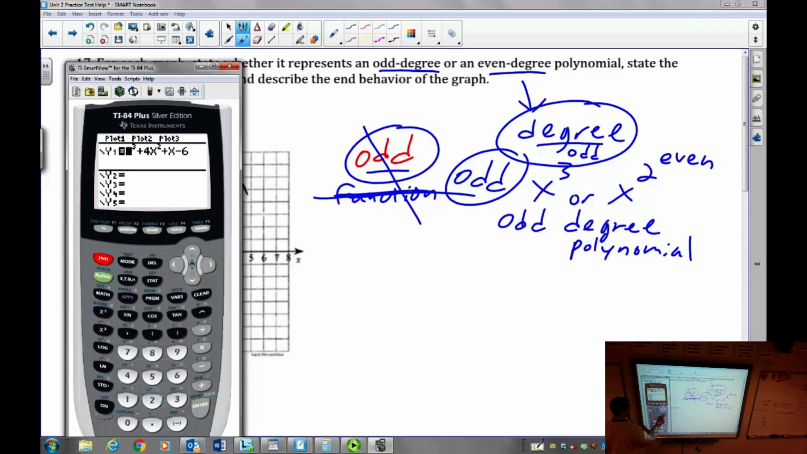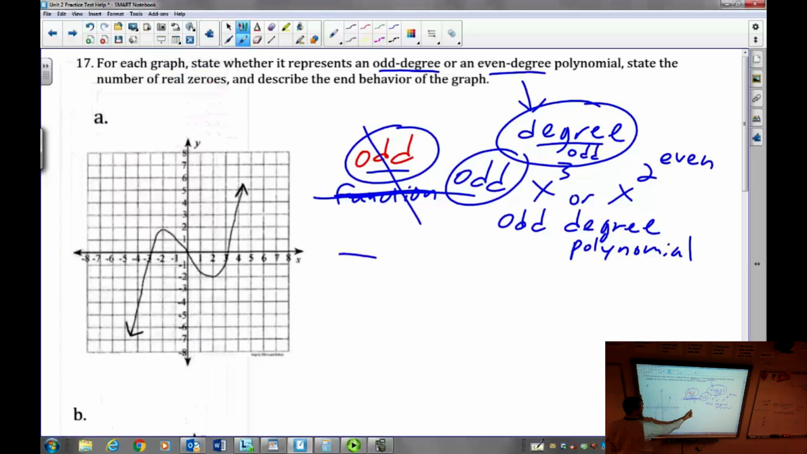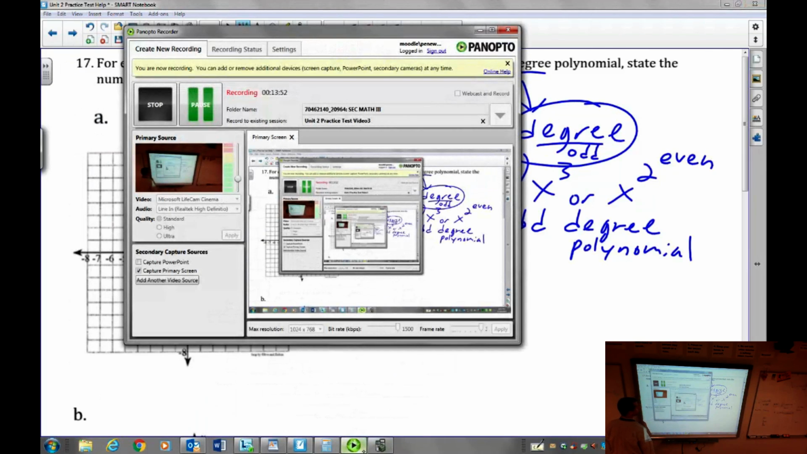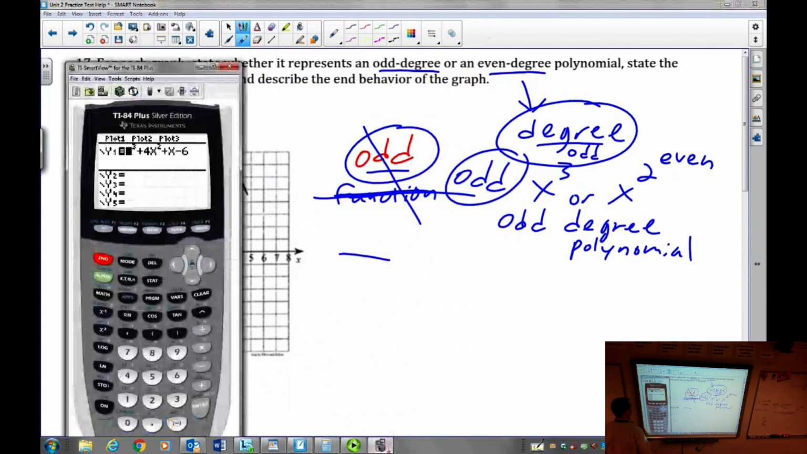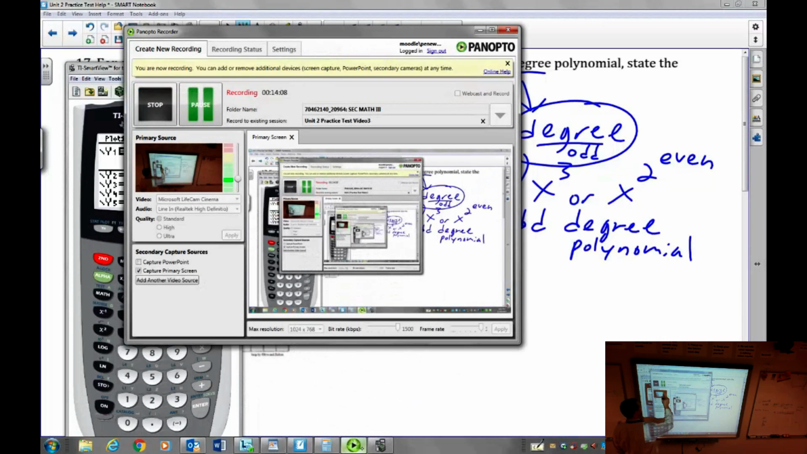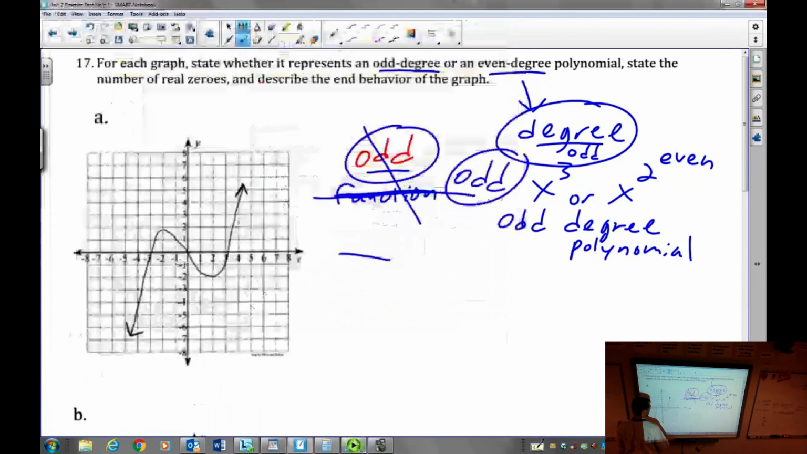So let's see here. It looks like it froze on us already. Possibly. Is it still working? Oh, good. Our video is still working. It's just our calculator that's crashed. Wow. Good job, calculator. Anyway, I'm going to pause it for a second, and then we'll come back and finish this problem. Thanks for your patience there.